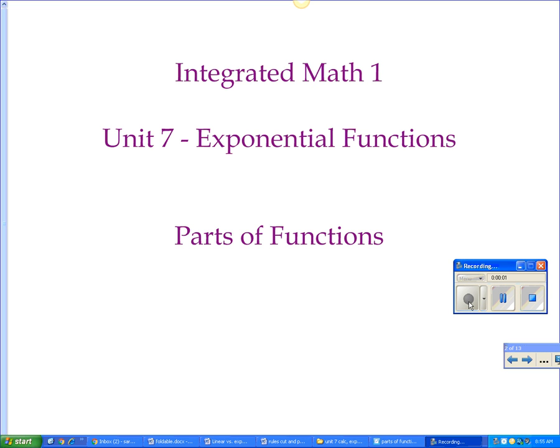Guys, we are continuing with Unit 7 exponential functions today. Your test is Friday. So there's a foldable quiz on Thursday and a test on Friday.